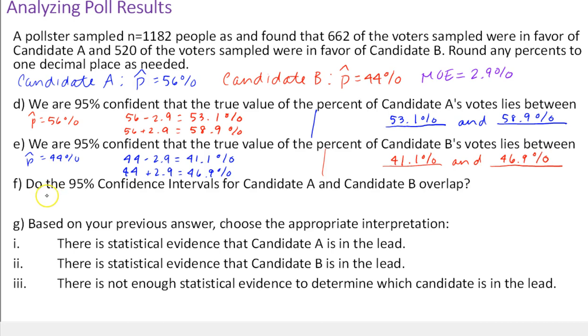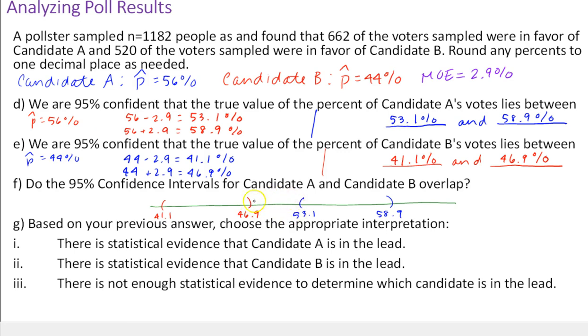Next, we're asked, do the 95% confidence intervals for candidate A and candidate B overlap? And they actually do not. Let's draw a picture. I'm making a number line. Candidate B, we'll use blue. I'm going to say this is 53.1 and this is 58.9. That was candidate A. And candidate B, its upper value is 46.9, so it's a little bit to the left, and its lower value is 41.1.